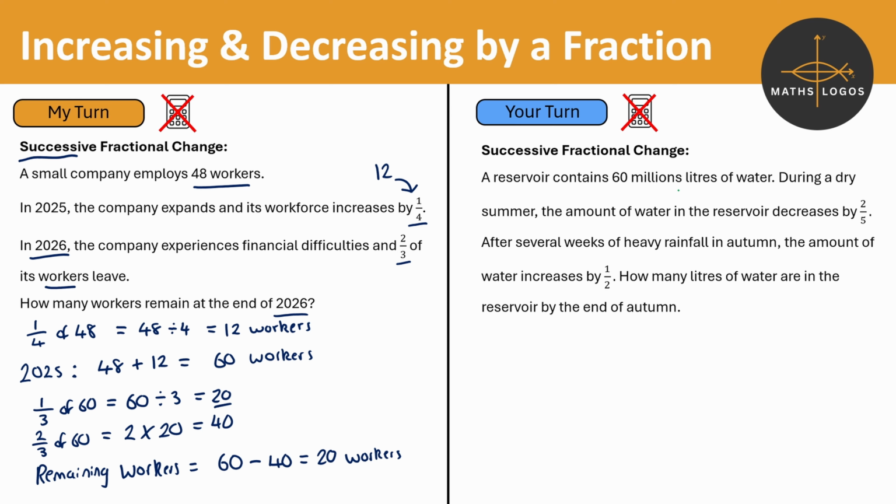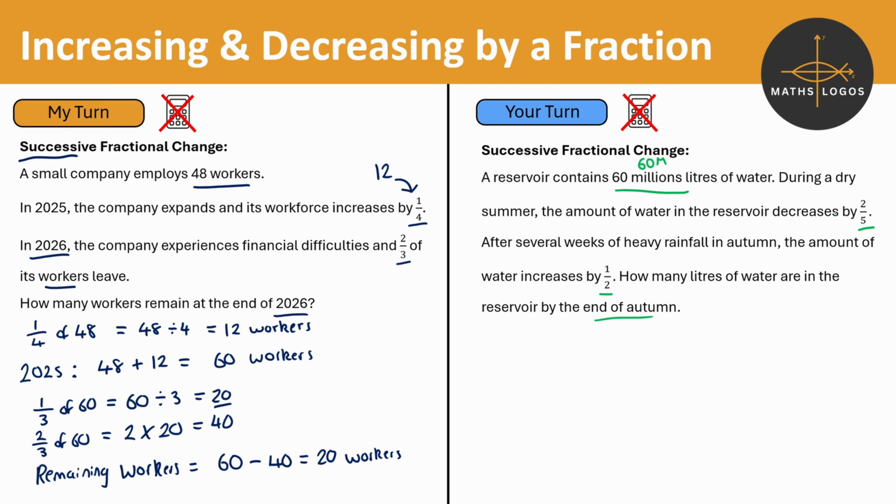A reservoir contains 60 million litres of water. During a dry summer, the amount of water in the reservoir decreases by 2/5. After several weeks of heavy rainfall in autumn, the amount of water increases by 1/2. How many litres of water are in the reservoir by the end of autumn? So there's originally 60 million litres. Again, we're going to write that as 60m just to make it a little easier.